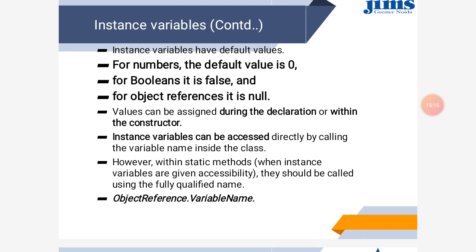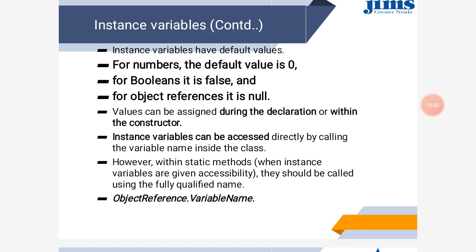And by default, values are also there for instance variable. If you are using a number, then its default value is 0. If you are using booleans, then the default value is false. And if you are using any object, then its default value is null. Values can be assigned during the declaration or within the constructor. You can initialize whenever you are declaring anything, or you can initialize its value with the help of a constructor at the time of creation or later on.